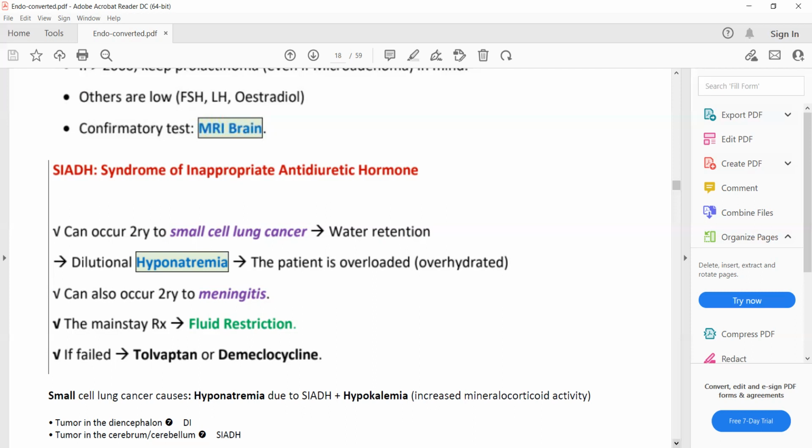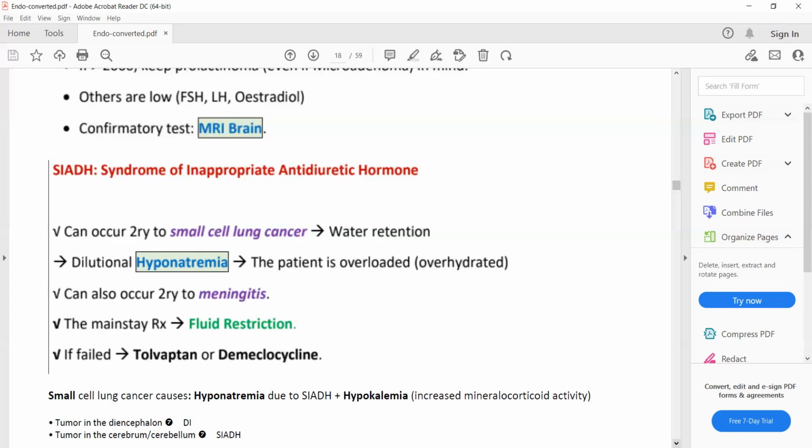If there is excessive secretion of antidiuretic hormone, it is known as syndrome of inappropriate antidiuretic hormone or SIADH. SIADH can occur secondary to small cell lung cancer, which can secrete ADH. So small cell lung cancer can be associated with syndrome of inappropriate antidiuretic hormone.